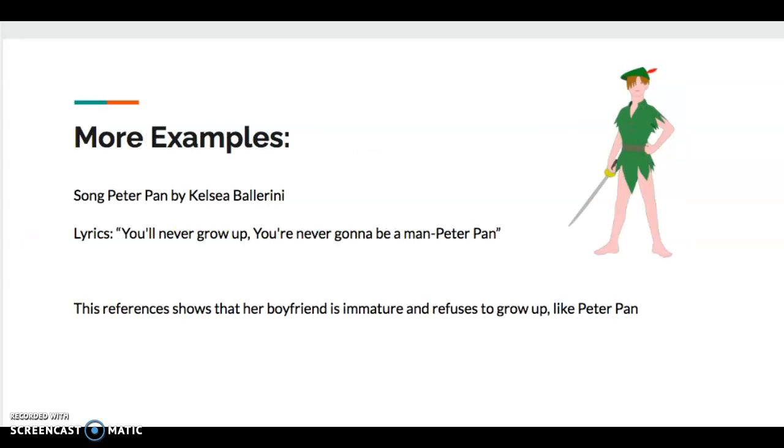Another example. A song by Kelsea Ballerini is called Peter Pan. The lyrics say, you'll never grow up, you're never going to be a man, Peter Pan. This reference shows that her boyfriend is immature and refuses to grow up like Peter Pan, as Peter Pan is a children's story that most people know about where the boy will not grow up or chooses not to grow up.